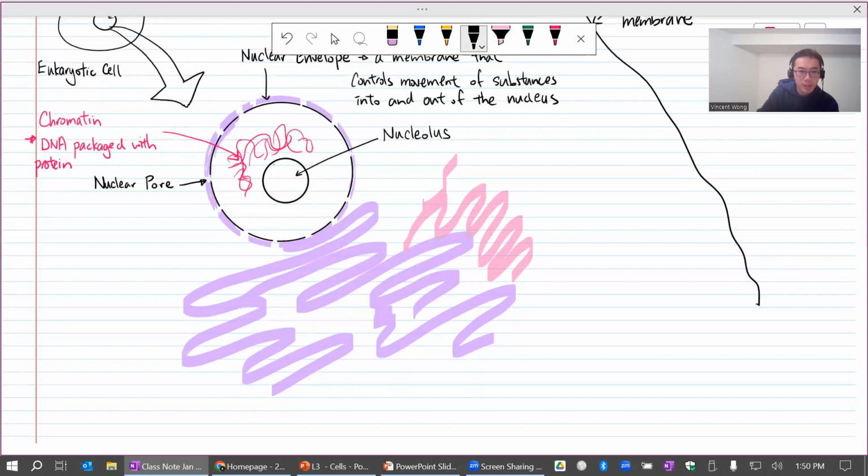And some of the networks are gonna have these little dots on them. Okay. Some of them are gonna have these little dots on them. And others will not have the dots on them. Okay. So let's talk about these little dots first. These little dots, they are called ribosomes. Okay. And ribosomes, they help make protein.